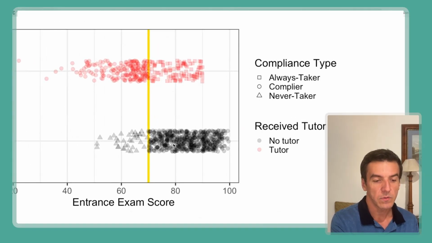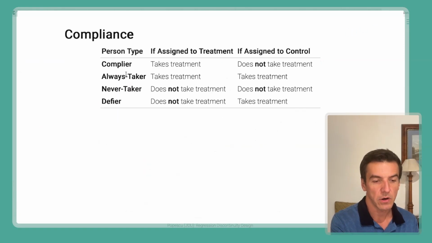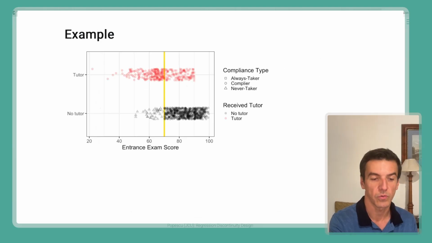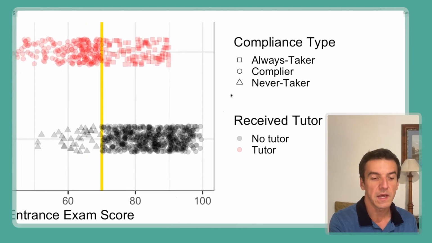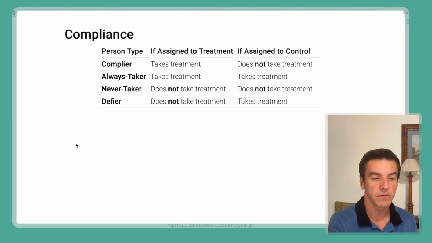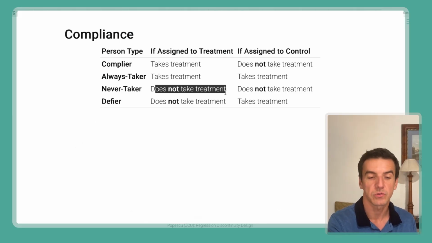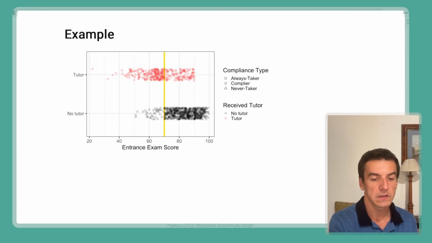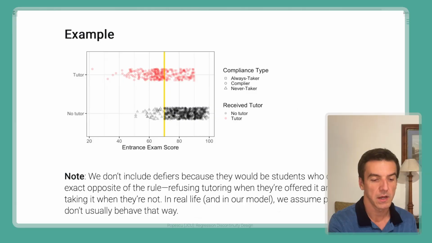Compliers are these ones and these ones. So compliers are these people. They take the treatment if they're assigned to treatment and do not take the treatment if they're assigned to control. Finally, you have never takers. These are the triangles. So let's look at the definition. Never takers are people who do not take the treatment if they're assigned to treatment, and do not take the treatment when they're assigned to control. So hopefully this illustrates this idea of compliance.